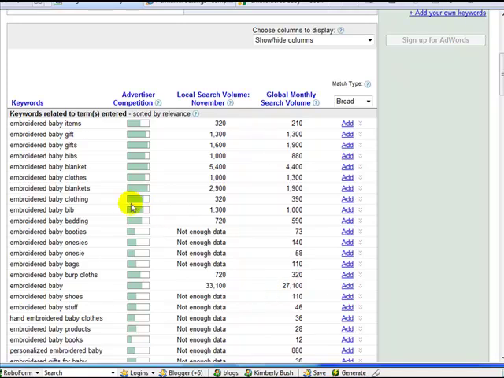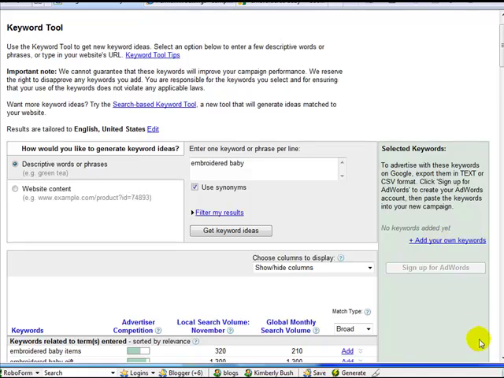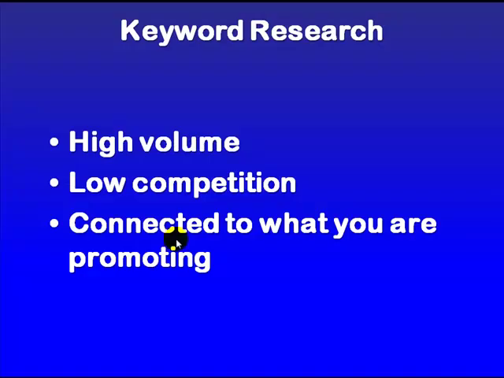So if I had an embroidery machine and I could make any of these things, I would look and determine what are things that realistically I can be ranking for, and also where is the market too. This tells me that more people are interested in blankets than they are bibs. That's a very helpful thing to know, especially if you're trying to plan a business. So that's basically how keyword research works. Again, remember to focus on finding keywords that have high enough volume to make it worthwhile, low competition, and also are connected to what you are promoting.